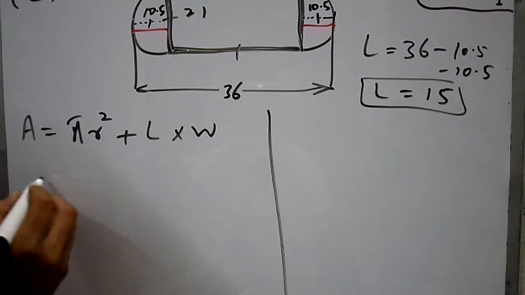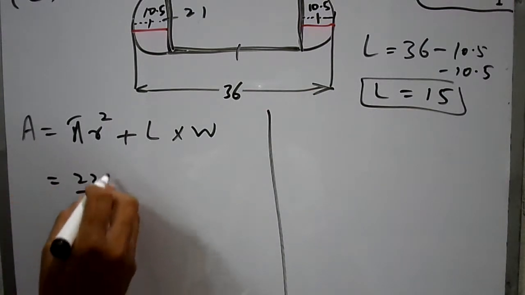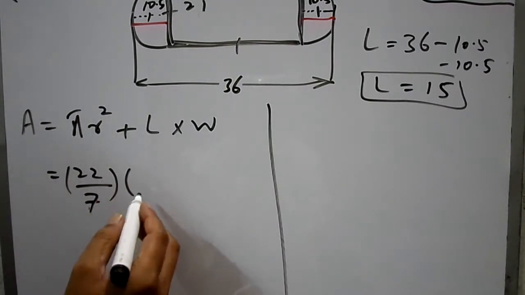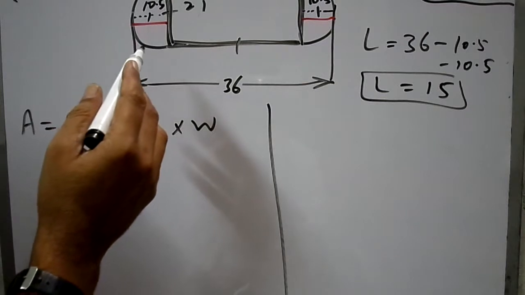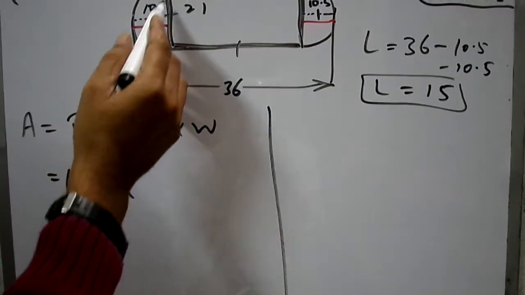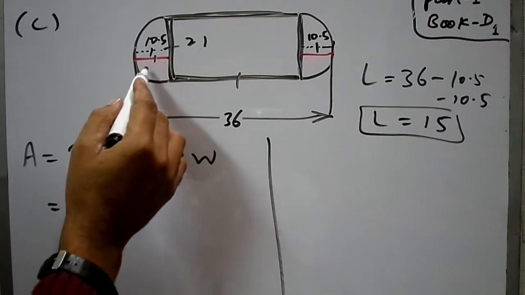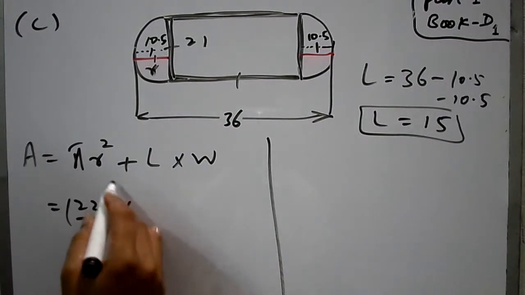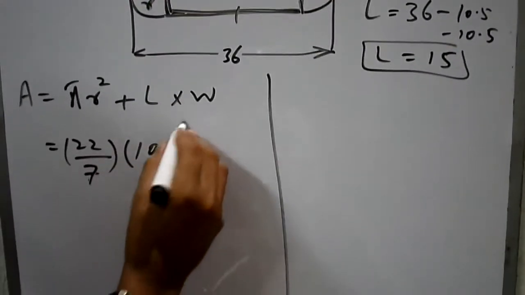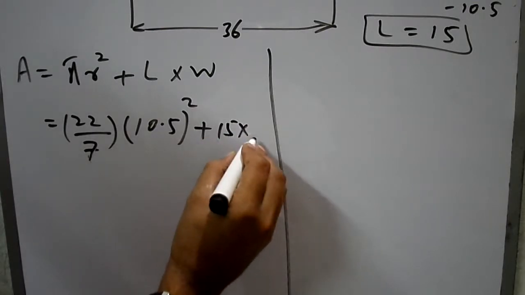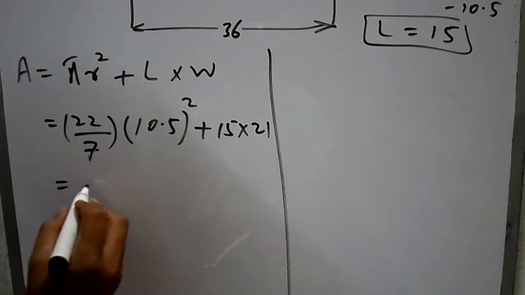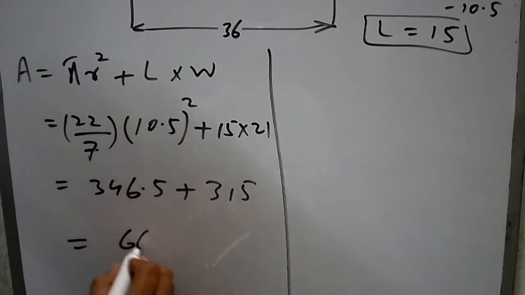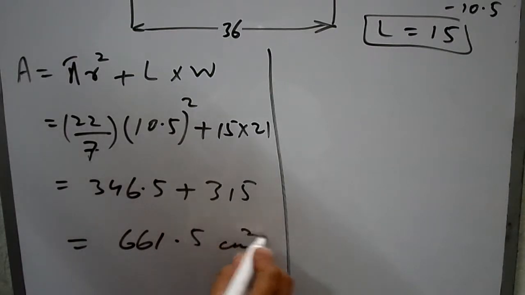So putting the values here, the value of pi, and the value of r is 10.5, because the radius of a semicircle is r. So putting the values, that is 10.5 squared plus length 15 multiplied by W, that is 21. So after simplification you will get 661.5 centimeter square, that is your area.